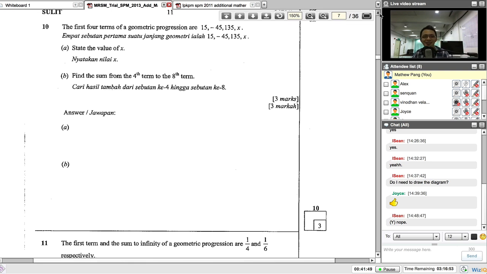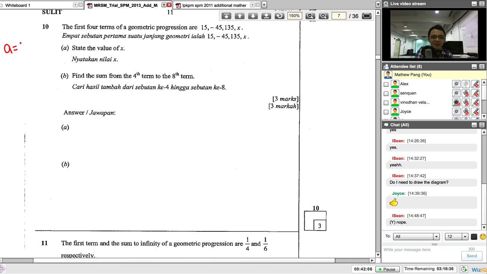What is this? GP, geometric progression. So he gives you this one. He asks you to state the values for x. So I think it's quite simple. But before we do it, we just randomly solve it first. So we have to find out A and R, okay, because it's GP.